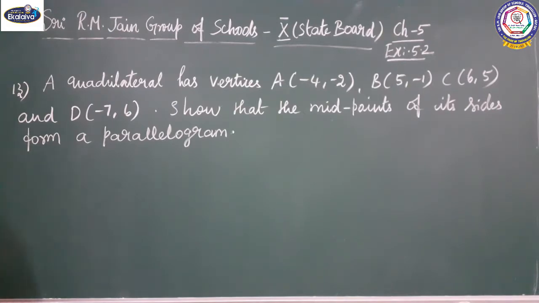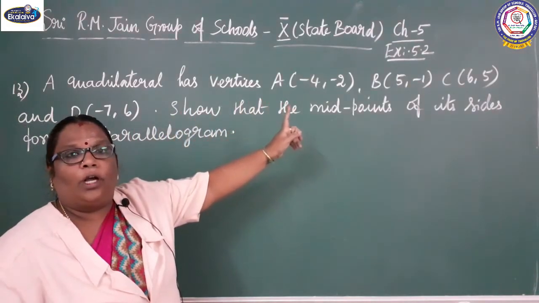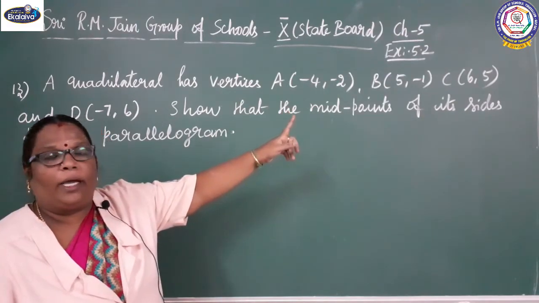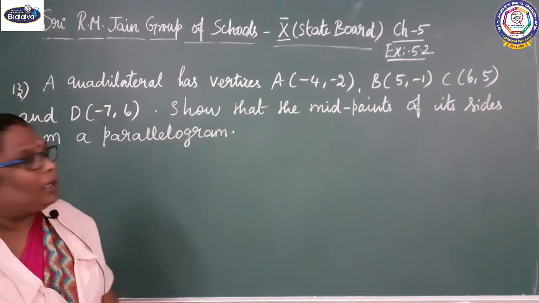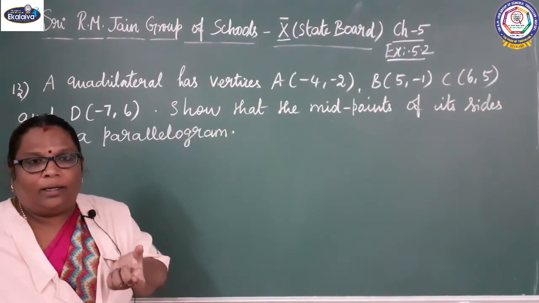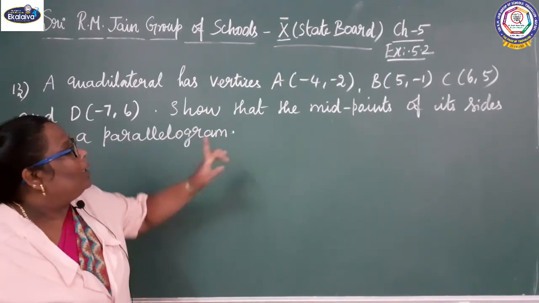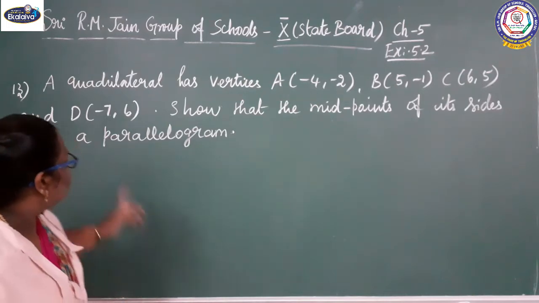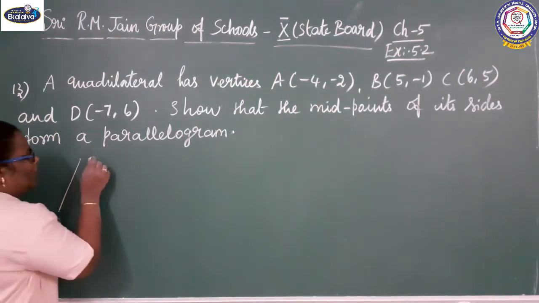See the 13th sum. A quadrilateral has vertices A minus 4 comma minus 2, B 5 comma minus 1, C 6 comma 5 and D minus 7 comma 6. Show that the midpoints of its sides form a parallelogram. What is the midpoint? The center point of the line, okay. You can see the diagram, see here.